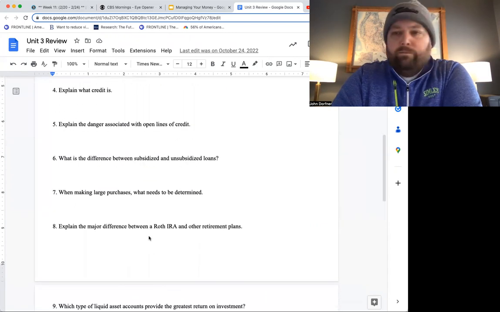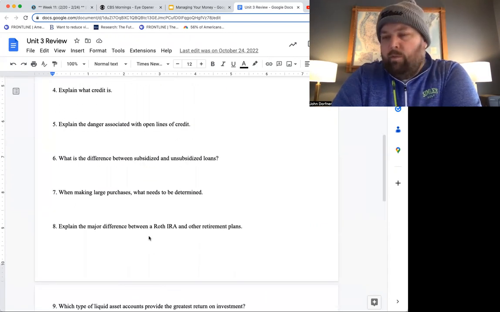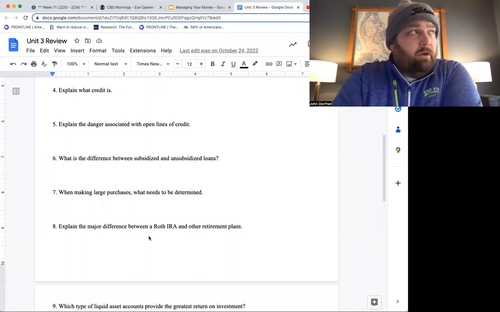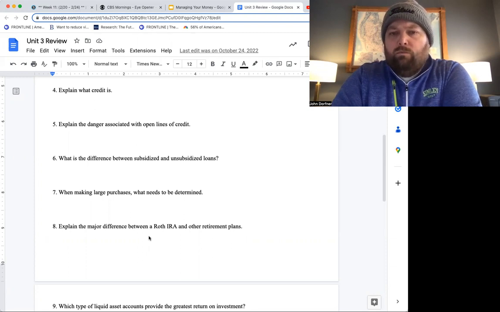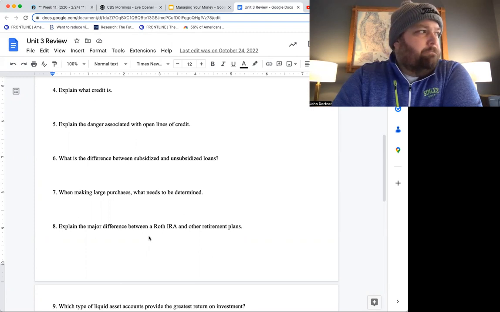Explain what credit is. Pretty straightforward. You buy now, pay later, or buy now, pay it off over a period of time. That can be an open line or revolving credit. That can be a consumer loan. This can be student loans, mortgages, car payments, things like that.